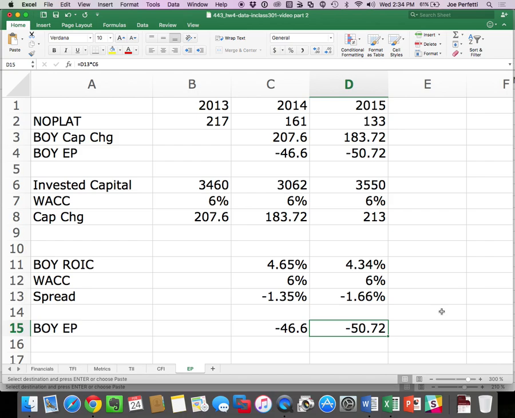So the rest of the world calls it economic profit because they don't want to pay Stern Stewart. So EVA is the Stern Stewart term. Economic profit is the same thing. It's the general term for EVA, economic value added. So let's talk about what it conceptually means.